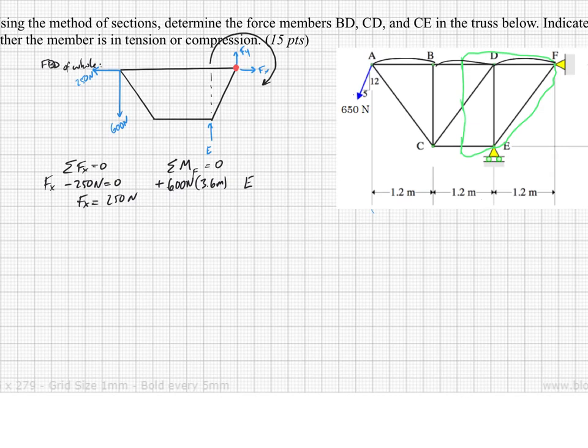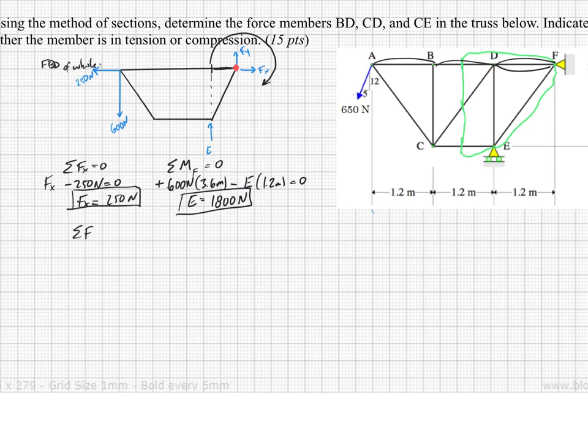So that's clockwise, and its moment arm is from here to here. So that distance is 1.2 meters. So E looks like it's going to be 3 times as big as that 600 down, so it's going to be 1,800 newtons. Let's go ahead and just box these in as we go. Now I can do the vertical because I don't have too many unknowns.